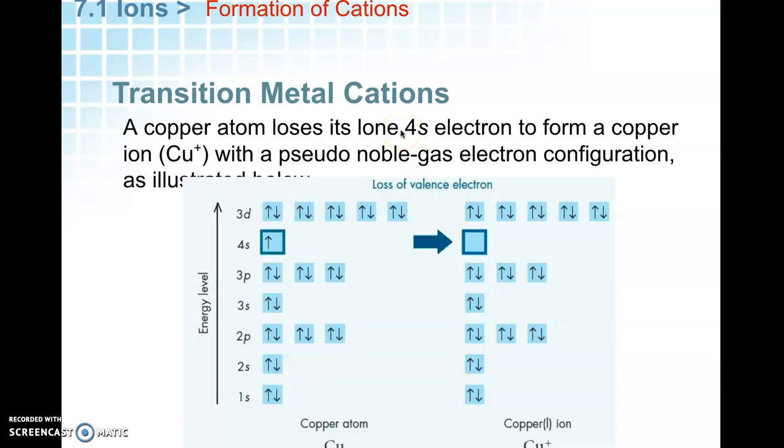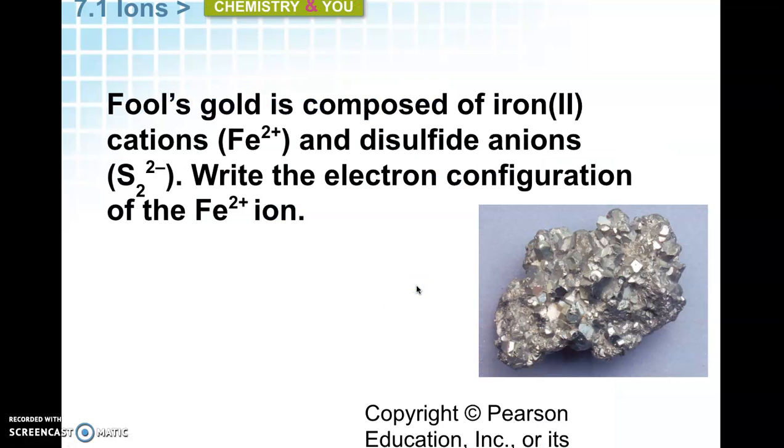So transition metal cations right here. Again, copper has one of these 4s. It drops the 4s to become a positive 1 charge, but it can drop more. It can become a positive 2 charge also. Iron pyrite, the fool's gold that we talked about previously, is iron with a positive 2 charge. Okay, and then it has sulfur here.